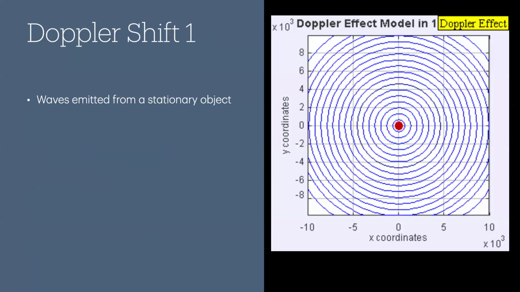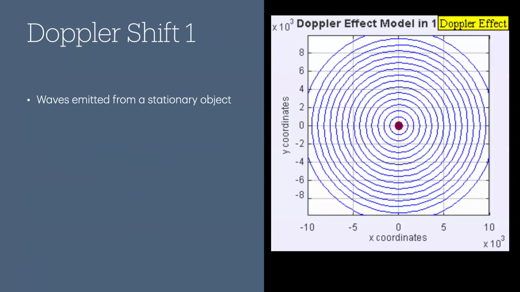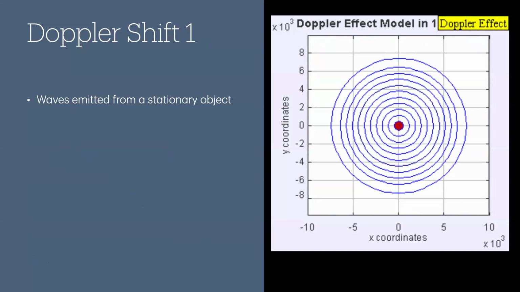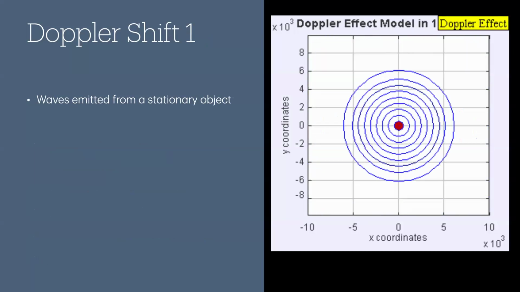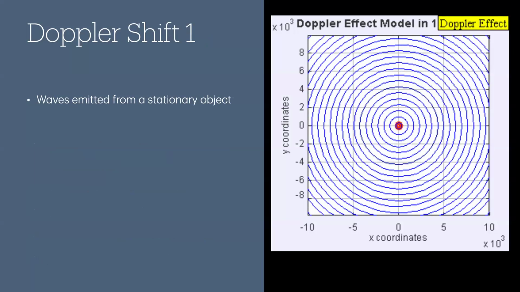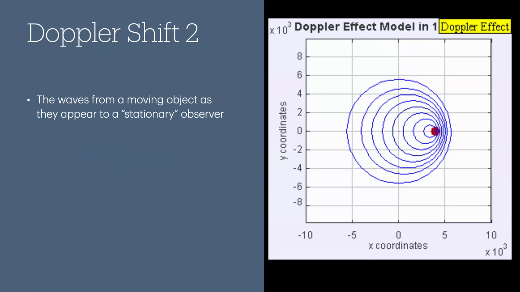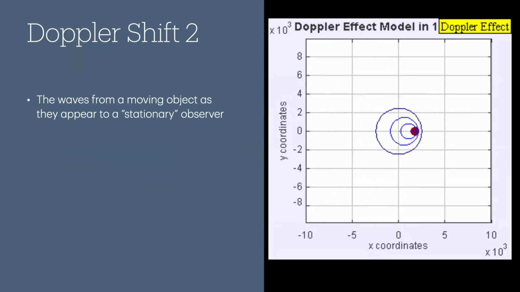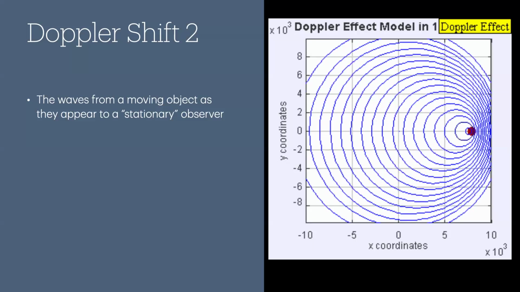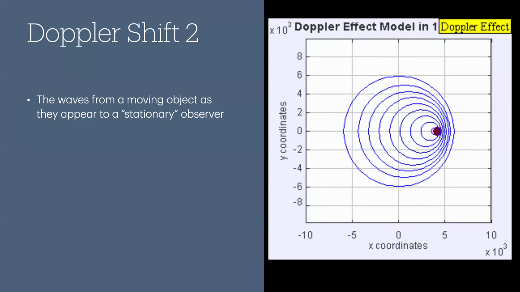When a wave is emitted from a stationary object, the wavelength is the same in every direction. Okay, simple enough. But when it comes from an object that is moving, this is how it appears to a stationary observer. What you see is the waves in front of that object bunch up together.